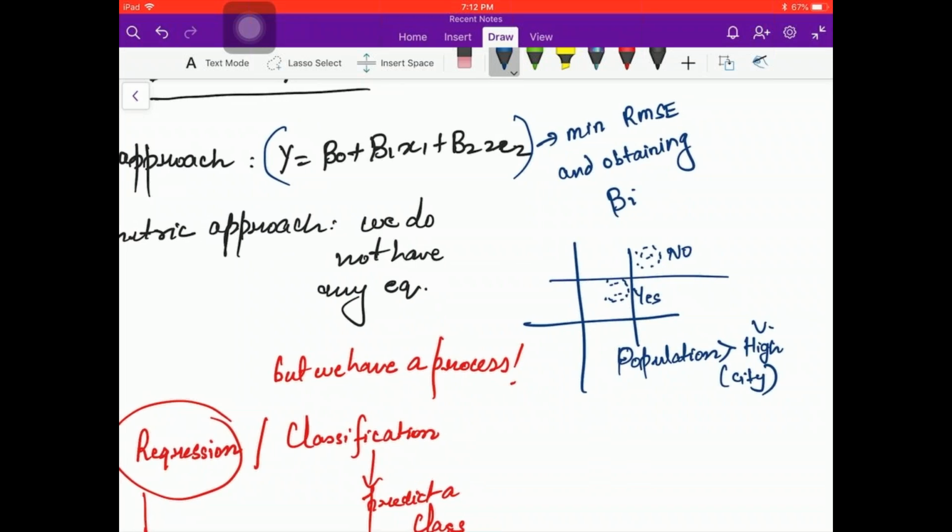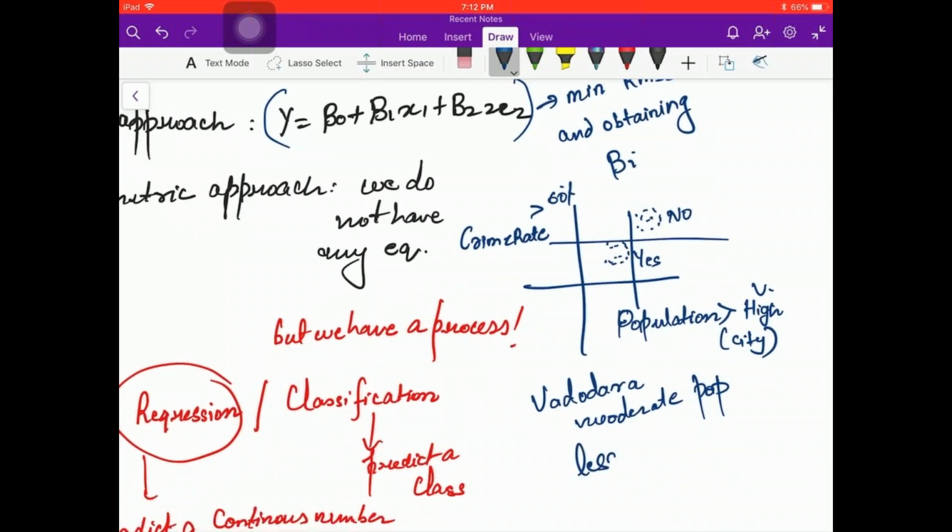And let's say here it's crime rate. If the crime rate is very high, above the threshold, let's say 60% on a percentage basis. It's just a virtual number, don't get into the details of what a 60% crime rate is. If the crime rate is greater than 60%, people don't want to come. So if anyone asks, if you want to come back to Vadodara, which has a moderate population and a low crime rate, will the person come back or not? That prediction will be yes.